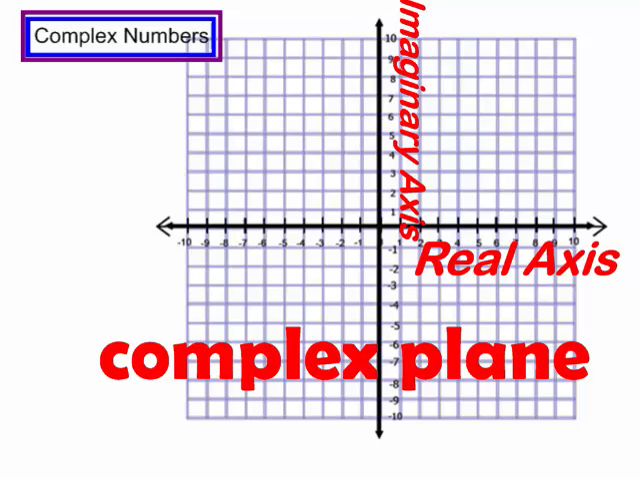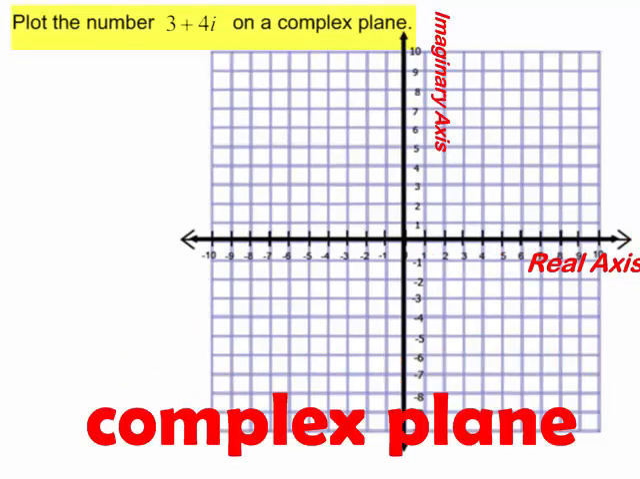Let's graph some complex numbers. Plot the number 3 plus 4i on a complex plane. 3 is the real part of our complex number. That will be on our horizontal axis, so I will go to the right 3. 4i is our imaginary part of our complex number. I will go up to 4. This is the complex number 3 plus 4i.